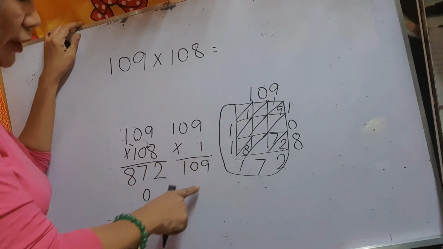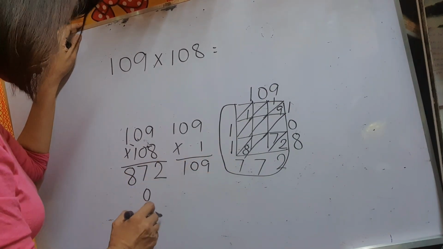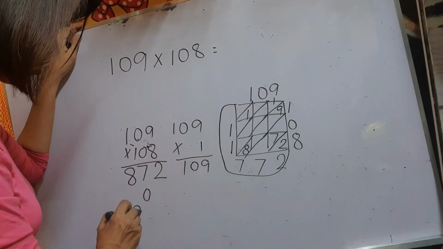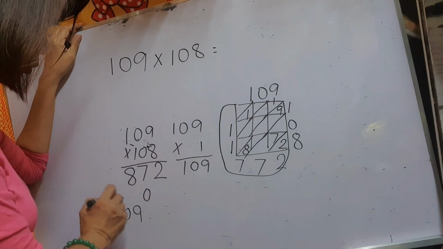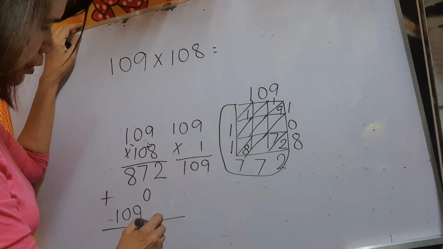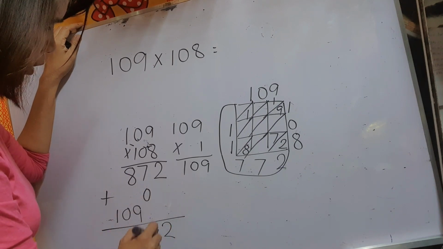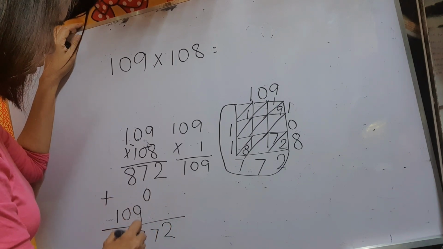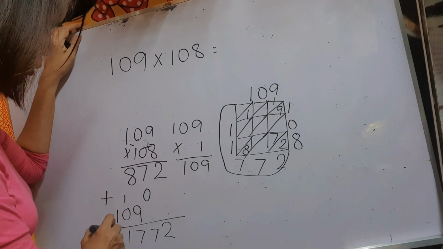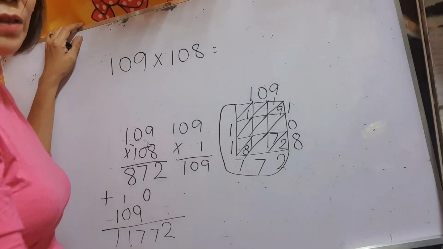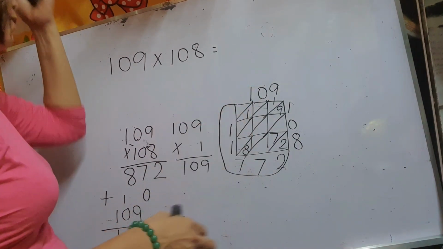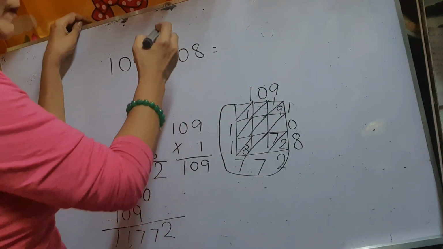Okay? It is 108. So, this is now 9. So, 1, 2, 3. Ilagay natin dito ang 9. And then here 0. And then 1. Okay? Then we just have to add it. Okay? So, 2. 7, 9 plus 8, 17, carry 1, 1, 1. So, this is now 11,772.